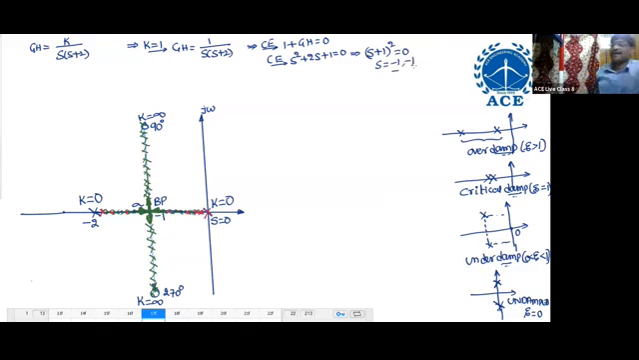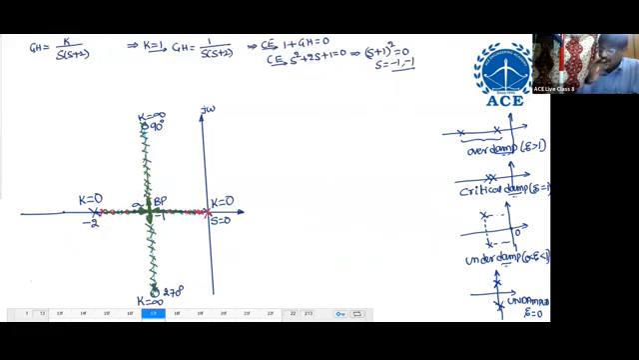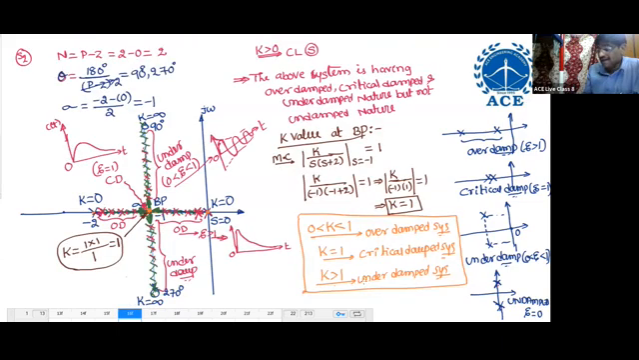Is it critically damped or not? 100% it is critical. Or you find here zeta omega n equal to 1, zeta equal to 1, system is critically damped. Automatically these conditions will be satisfied. Automatically K equal to 1, critically damped. You take any value of K greater than 1, it is going to become what? Underdamped system. K greater than 1, underdamped.